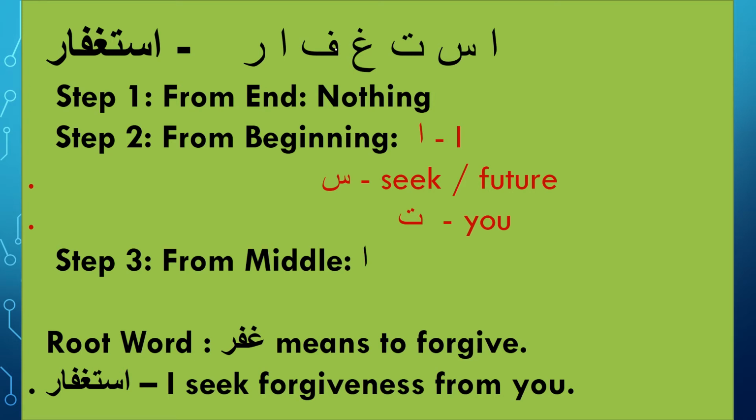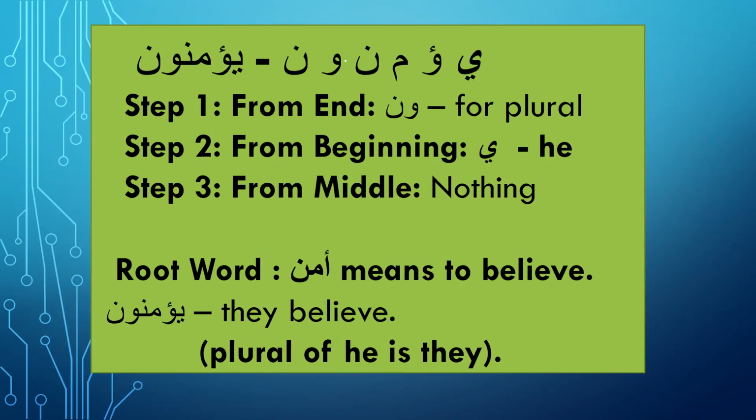Let's check our second word, yu'minun. It consists of ya, hamza, mim, noon, waw, noon. That's 6 letters, so we have to remove 3 letters. From the end we can remove una. Now we are left with yu'min. Now only 1 letter is to be removed. From the start we can remove ya. And here are our 3 letters: hamza, mim, noon.